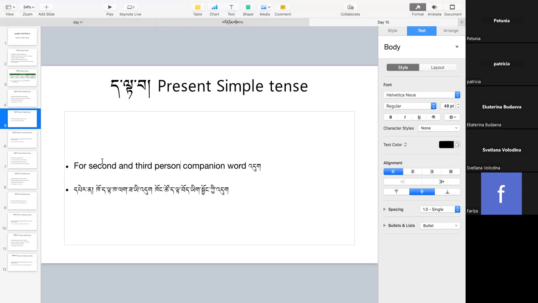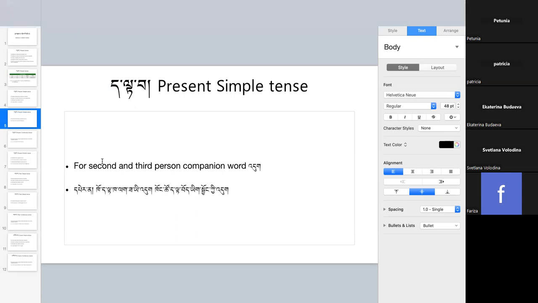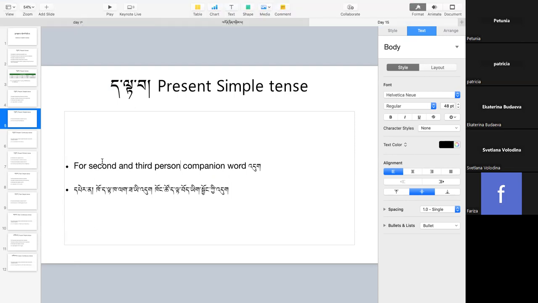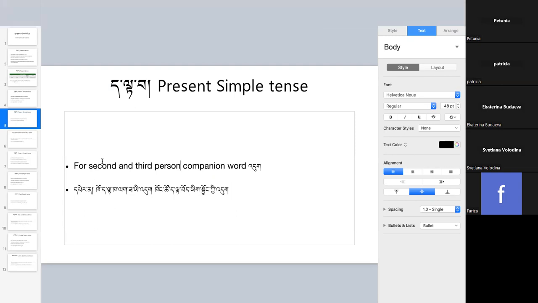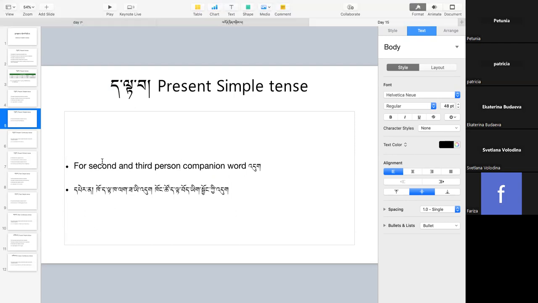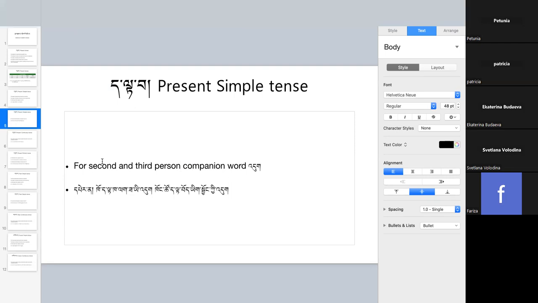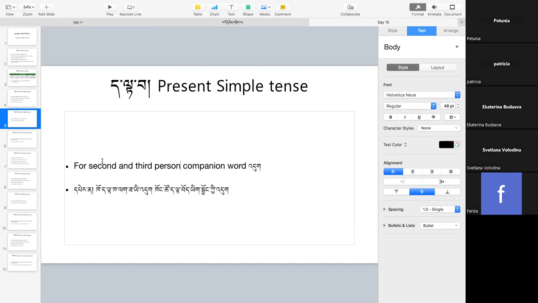So in cases of the present simple tense, we see that in the structure, there are only two things which are changing: the action word itself and then the companion word that comes after the action word, the word of confirmation. In case of the first person, that is the self, it is yu as a confirmation. But in case of second person and third person, it is tuk.